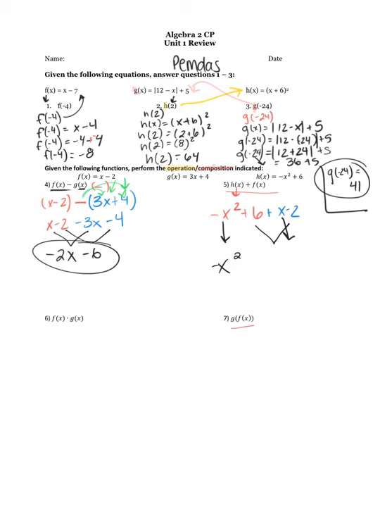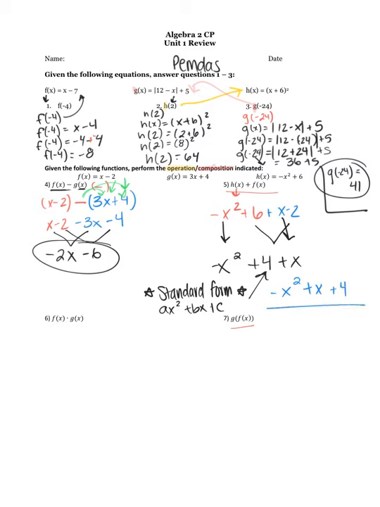Then 6 minus 2 is 4. But remember, it's important, standard form. Okay, when we're doing these, who remembers standard form? ax squared plus bx plus c. Okay, this needs to look like that. So I'm going to switch to negative x squared plus x plus 4. Okay, that's how we would write that. So that is our answer for number 2.